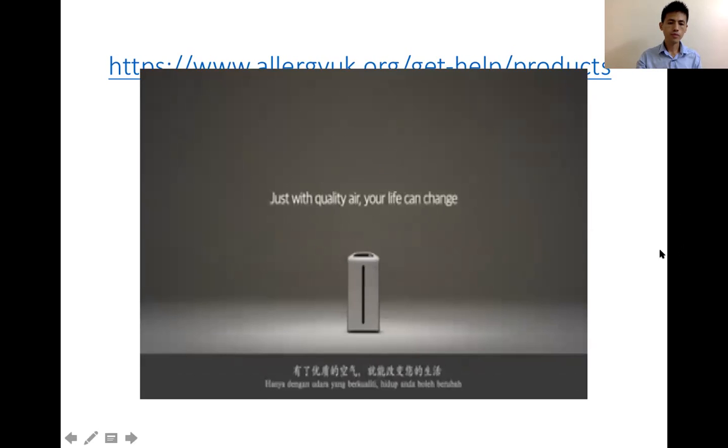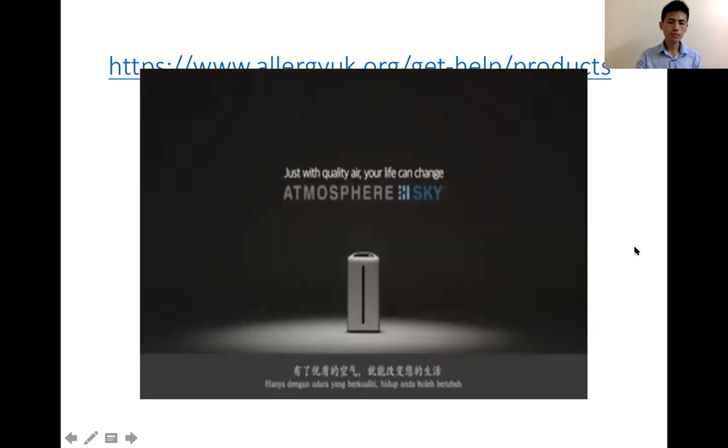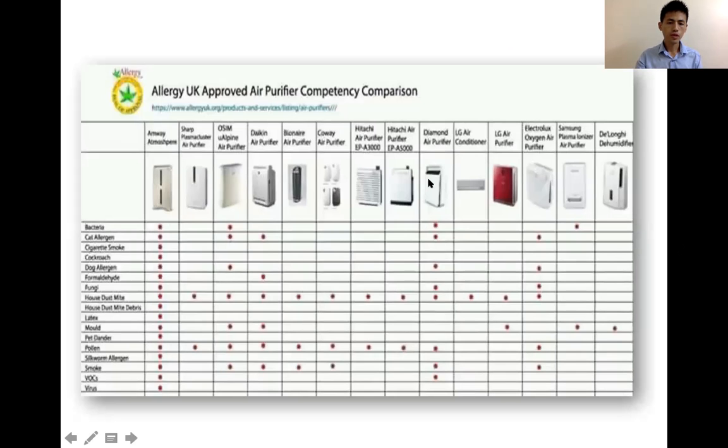Just with quality here, your life can change. Atmosphere Sky. If you see here, you can see all the other different models. Some of them can remove 1 or 2 categories, some can remove more than 2 or 3 or 5 or 10. But the one that can remove all 19 different categories, 102 allergens, is Amway Atmosphere.